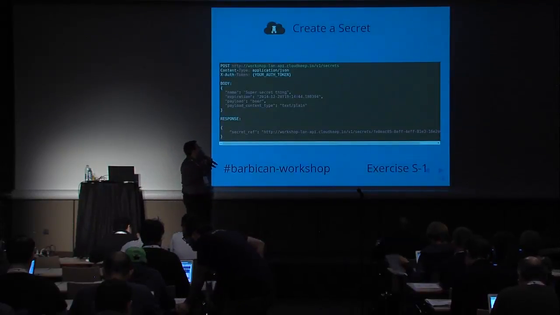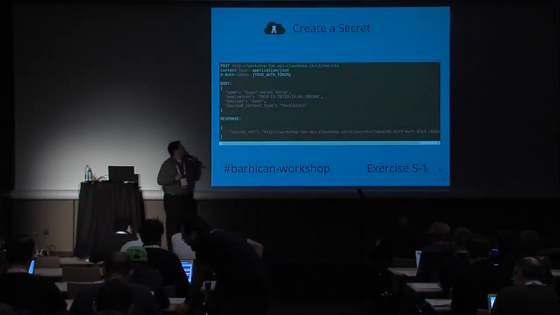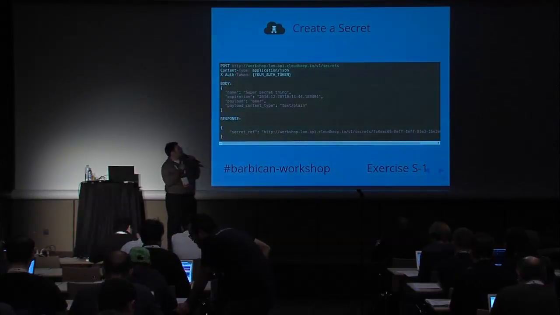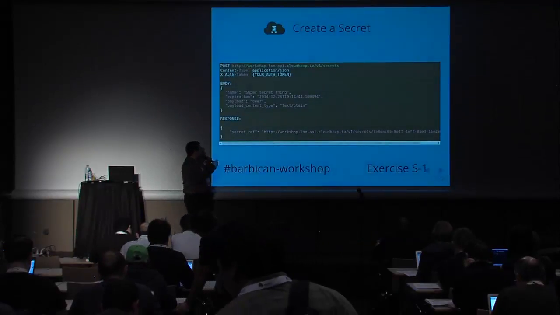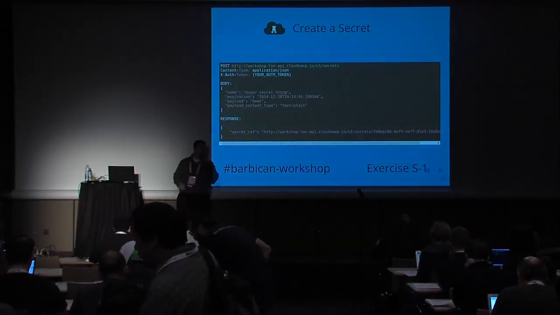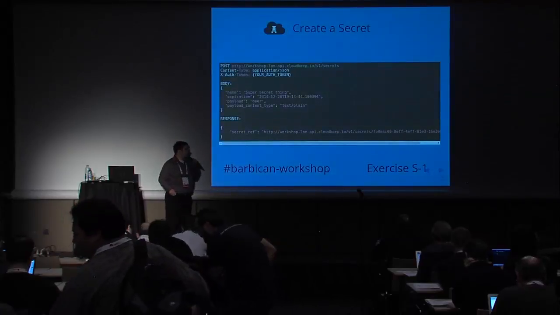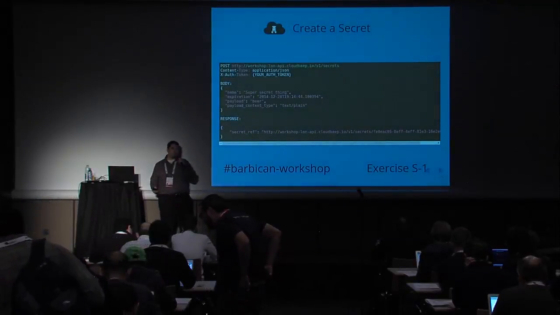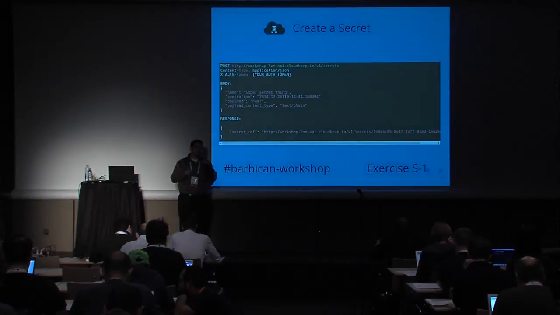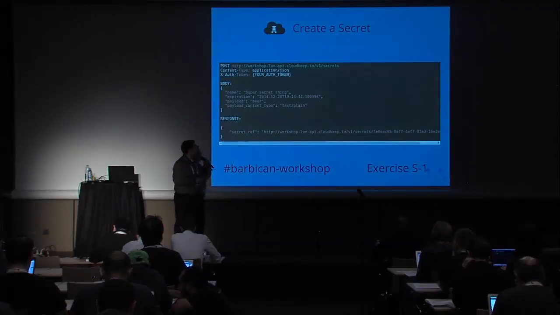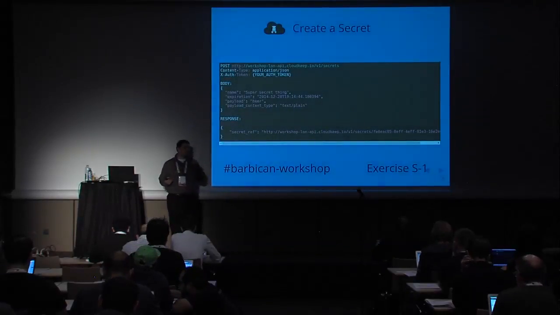When we POST this to our endpoint, we then get a response here, and it is this quite long secret reference. Now, this is an absolute reference to the location of your secret. This is important from the context of, if you might be familiar with more HATEOAS-based references, and this is what that is.